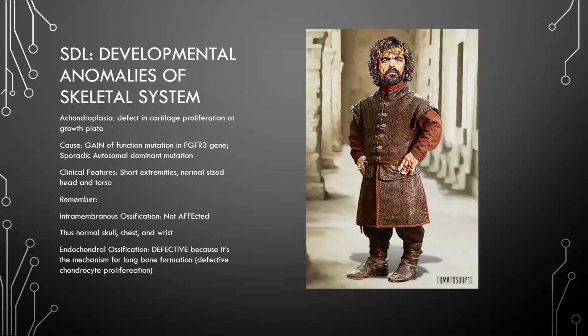Clinical features: short extremities, normal size head and torso. I've seen some things that said that the head is actually smaller, but I would go with normal size head. Just remember that the intramembranous ossification is not affected. So you'll see that Tyrion has a normal skull, chest, and wrist, whereas the endochondral ossification is defective because it's the mechanism of long bone formation. So his long bones are what are affected.